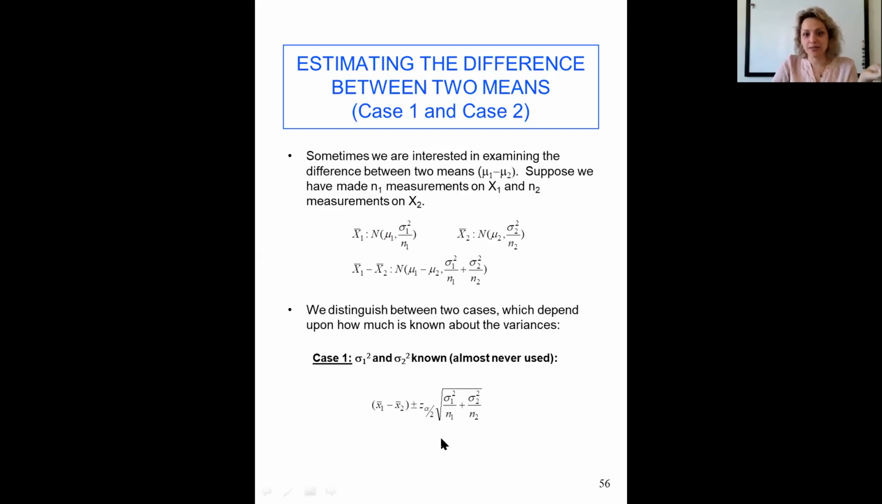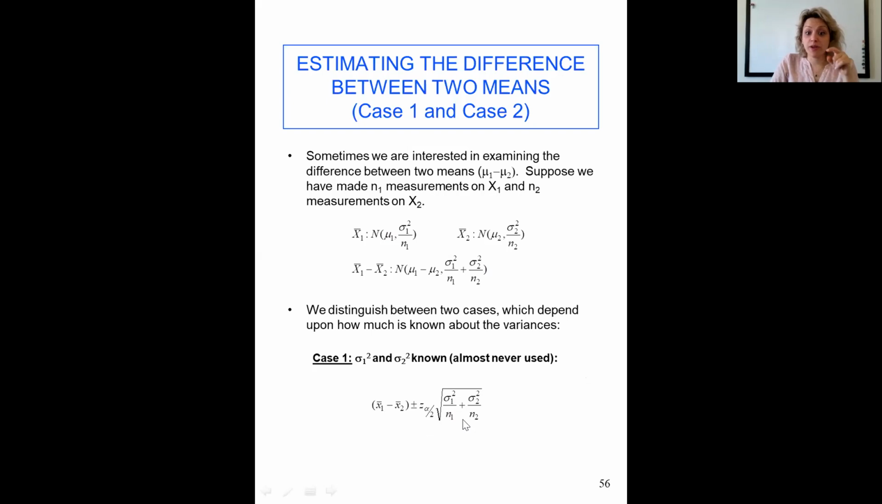But if it happens, it's very simple: again the Z table, the same as when we had one sample. Over there, the standard error for X bar was the square root of sigma squared divided by n, because the variance was sigma squared over n. But when we have two samples, we just add the variances and then take the square root. So the confidence interval is X bar 1 minus X bar 2 plus or minus Z times this, which is the standard error.